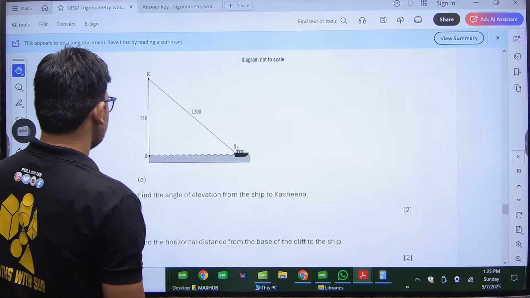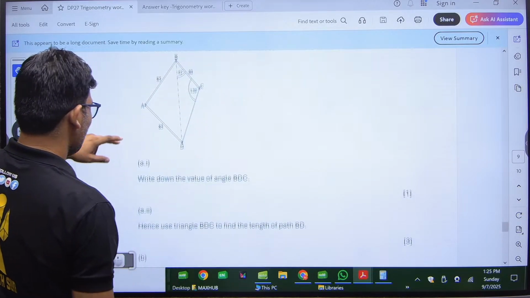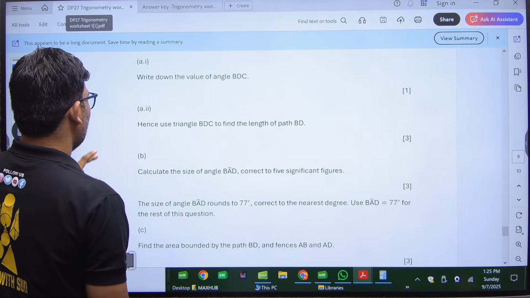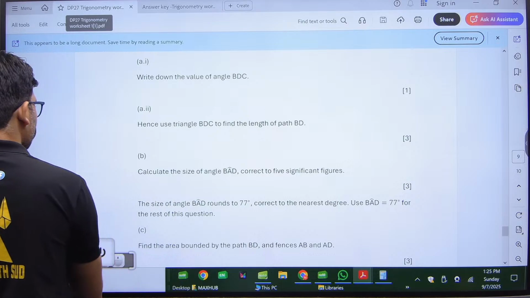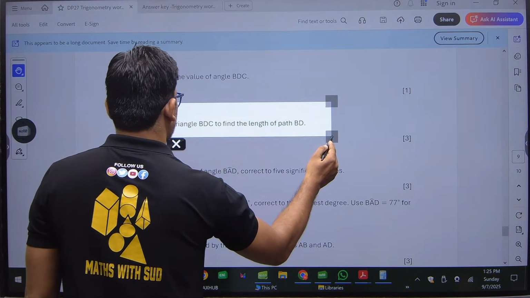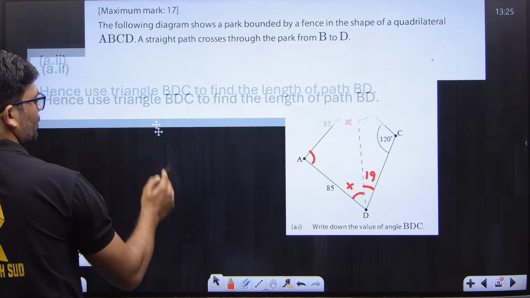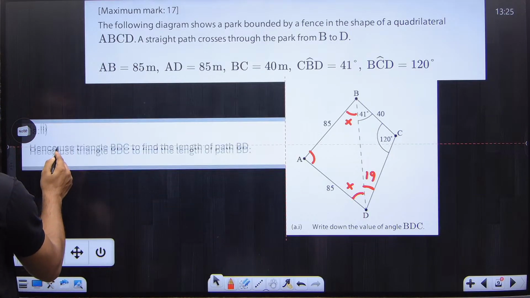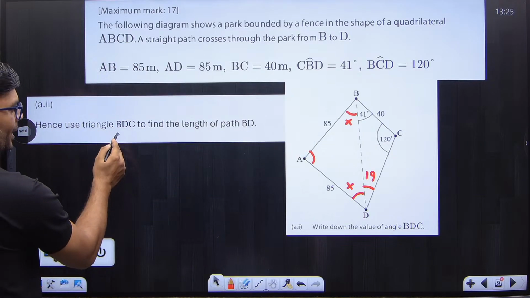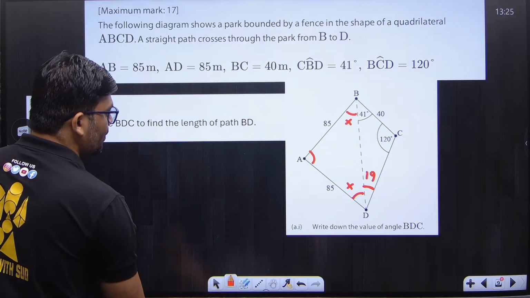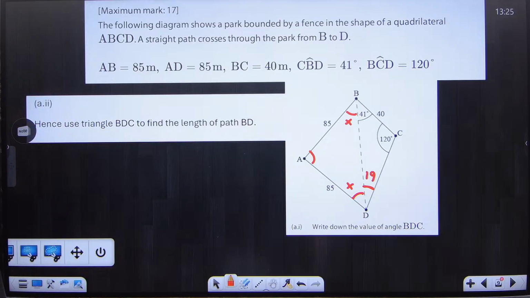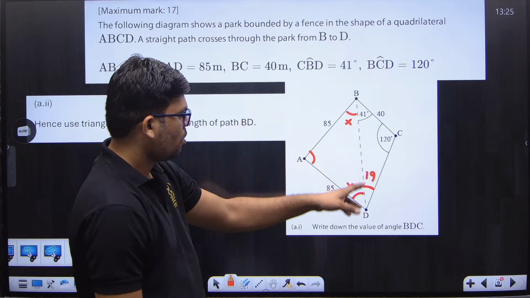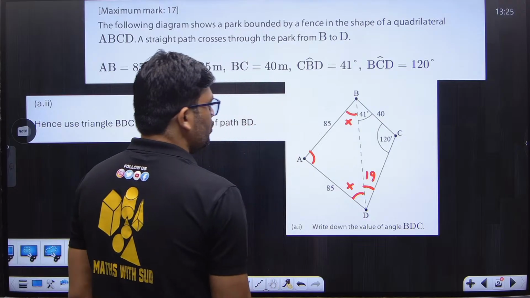We are into the answers only. Now use the triangle BDC to find the second part of the question: use the triangle BDC to find the length of the path BD. So this side is 40.